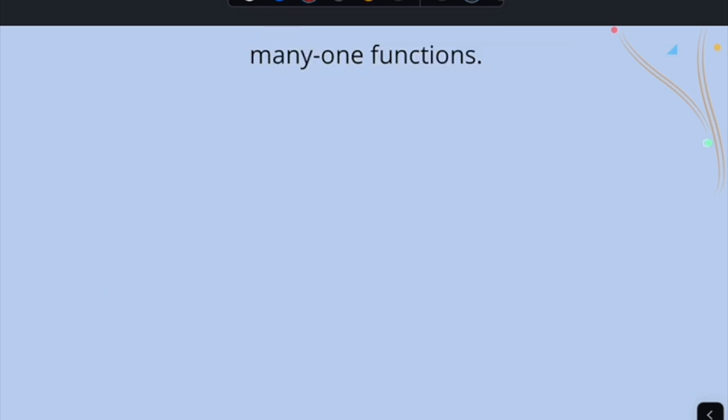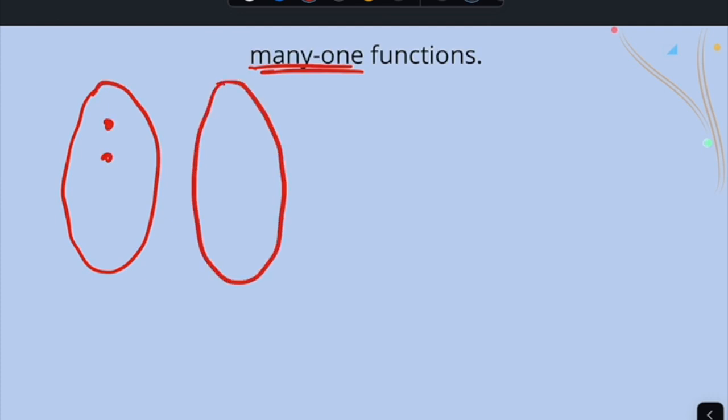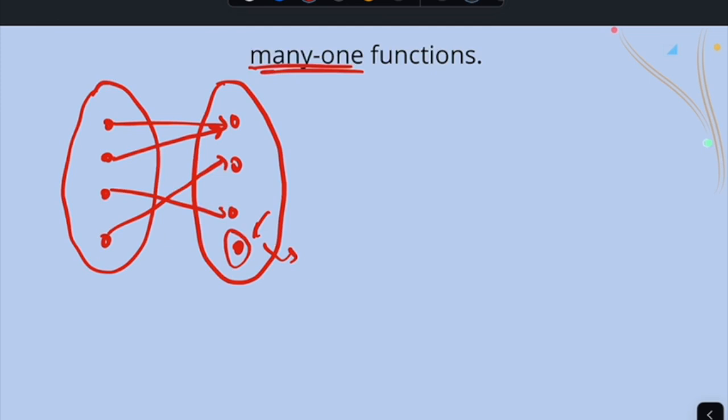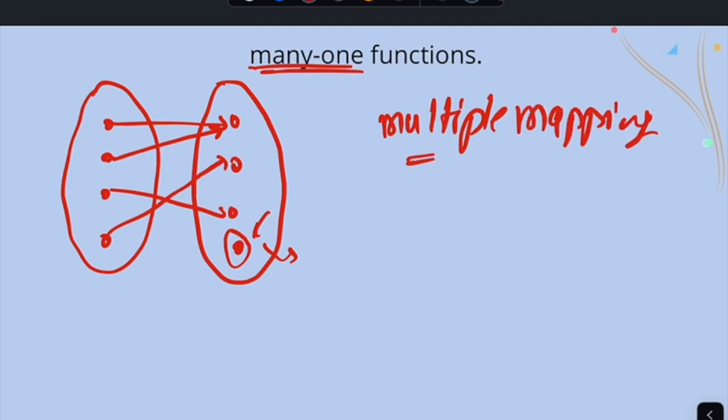Moving on to the next, many-one functions. From the name only, you can tell what it means. Let's take an example of a many-one function. This is connected to this, this is also connected to this, this connected to this, this connected to this. Codomain can be empty, so don't care about this element. It's fine. This is the multiple mapping case. Got it?